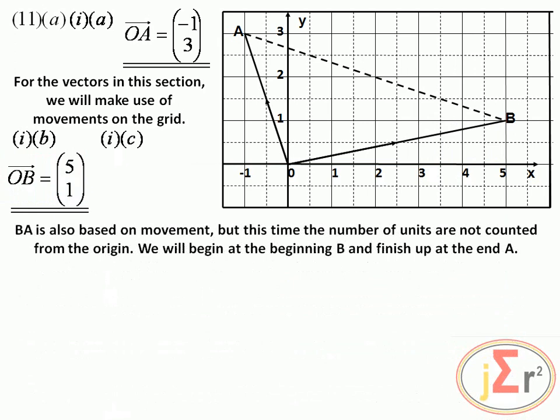BA is also based on movement, but this time the number of units are not counted from the origin, because we are not going from O to anywhere, we are going from B to A. We will begin at the beginning, which is B, and finish at the end, which is A. So BA begins at B and ends at A. So look at the X movement: 1, 2, 3, 4, 5, 6.